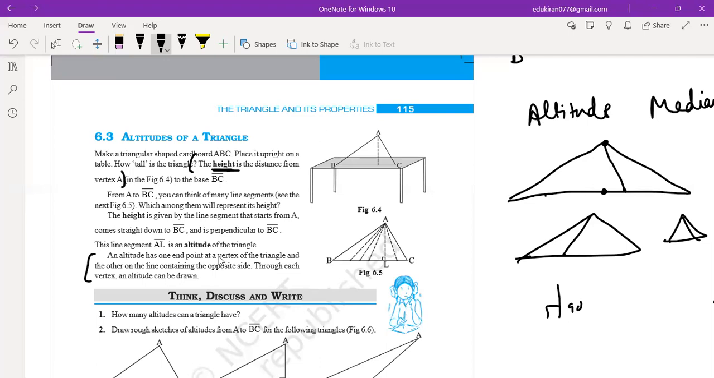Okay, so you got the difference? Yes, ma'am. Okay.